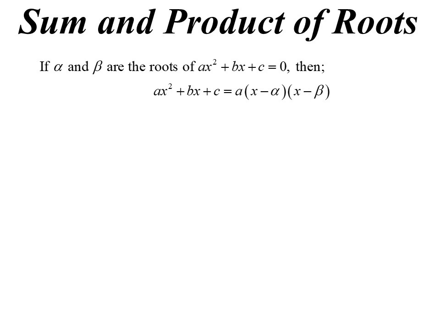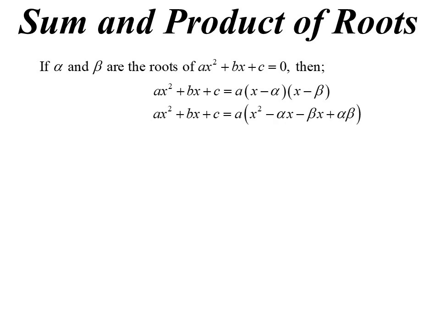Now let's just go way back to the quadratic, and what we know is that if the two solutions, or the two roots, of this equation are alpha and beta, then it should be possible to factorize this quadratic into two linear factors, x minus alpha, x minus beta, but multiplied by a because it's not necessarily monic.